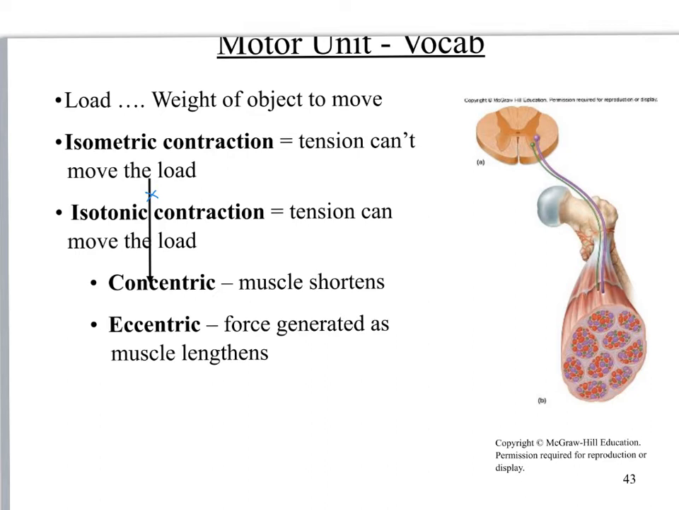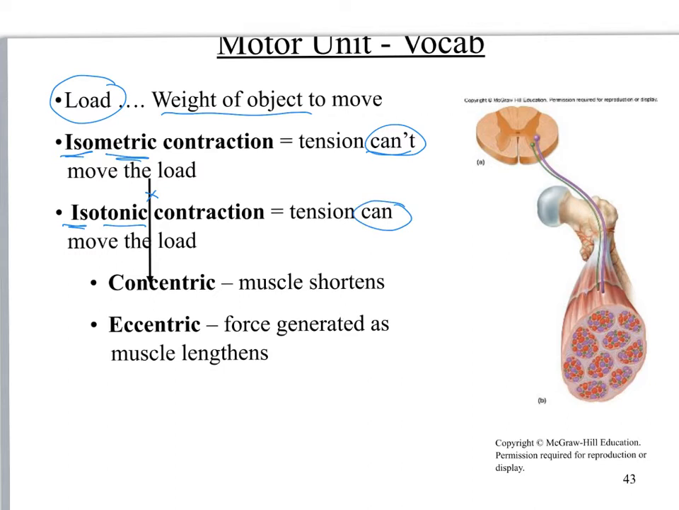So as we go on to talk about the motor unit, we need some basic vocabulary. The word load, when we use the word load, you're talking about the weight of the object that you're trying to move. Then you have the concept of isometric and isotonic, okay? If something is isometric, you cannot move it. If it's isotonic, you can move that.